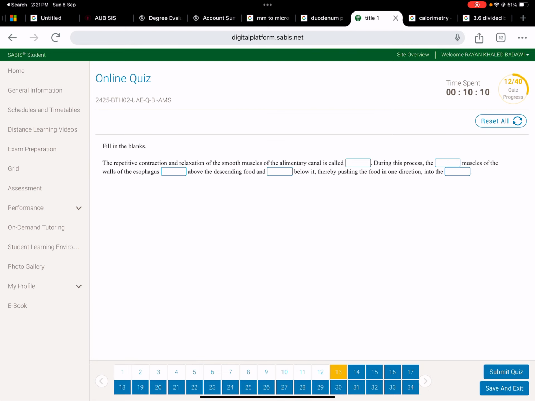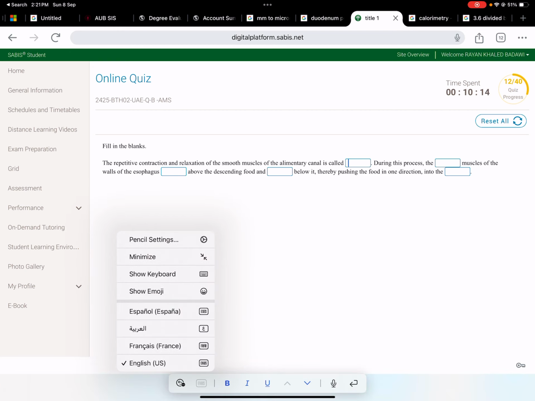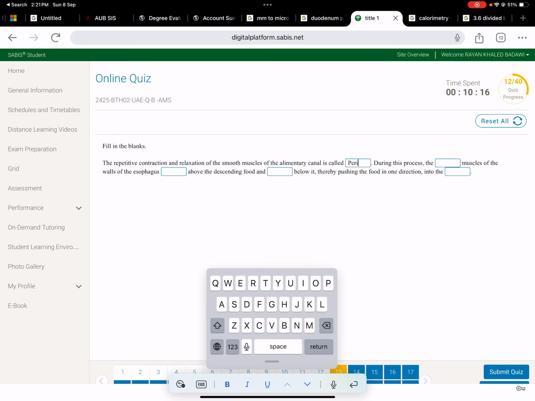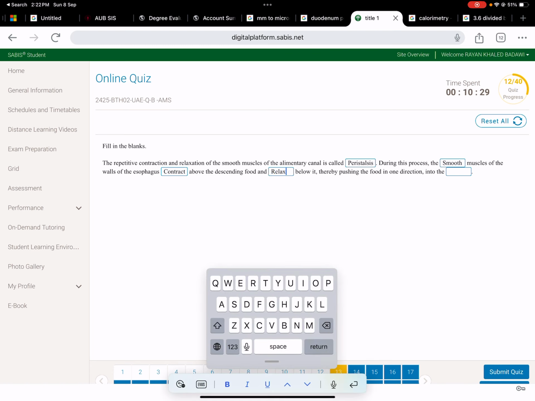The repetitive contraction is going to be peristalsis. Let's type it. Peristalsis. During this process, the smooth muscles, remember it's smooth muscles, not skeletal, contract above the food and relax below it, pushing the food in one direction into the stomach. Remember, the location after the esophagus is the stomach.